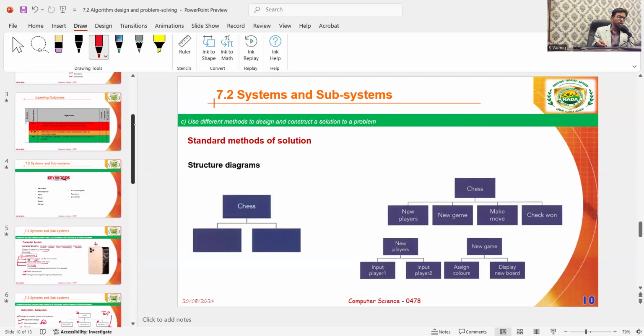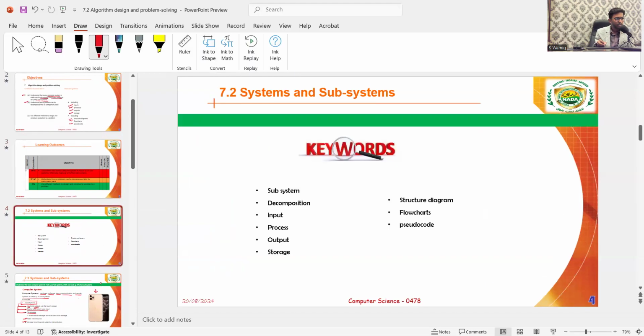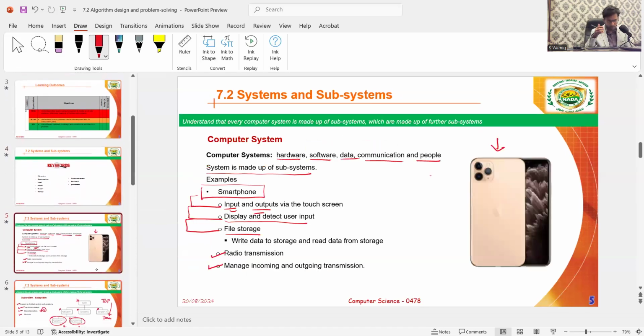For all those students who still did not understand the point, I'm repeating it again. In case you do not understand, I'm giving it a review. First of all, I have a computer system. What is a computer system? A computer system is every combination of hardware, software, data, communication, and people. If you have these five things, this is considered a computer system. For example, if you want to create a smartphone of your own, you should have these five things.